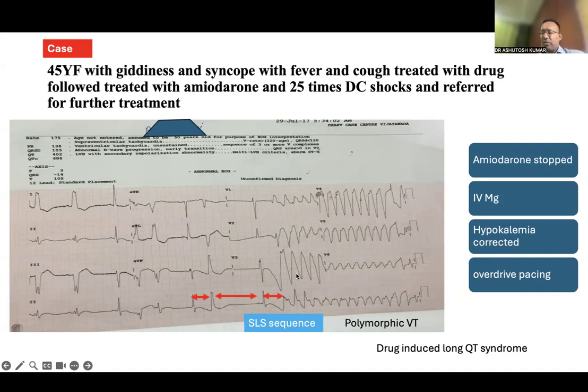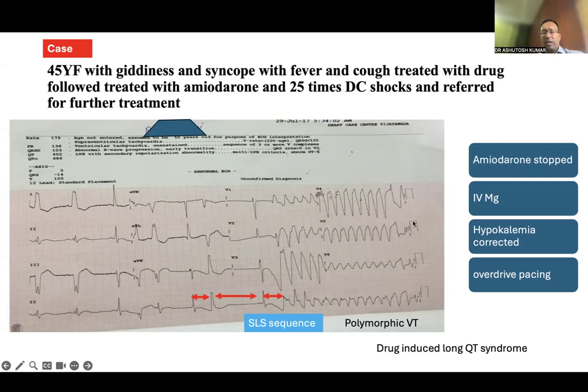So in this patient, we did all four things, and later the patient recovered with no episodes. Potassium was corrected, magnesium was given for 2 days, hypokalemia was also corrected urgently, and on the third day overdrive pacing was stopped and she was taken off. Her baseline QTc was a bit higher, around 490, but after 2 weeks the QTc normalized and it looked like drug-induced long QT syndrome.